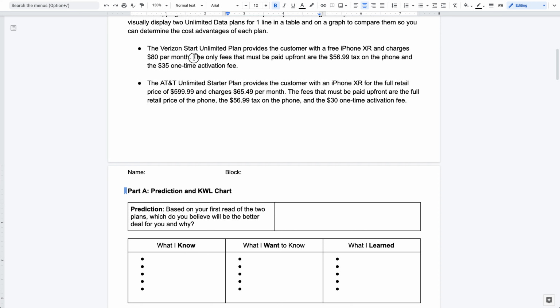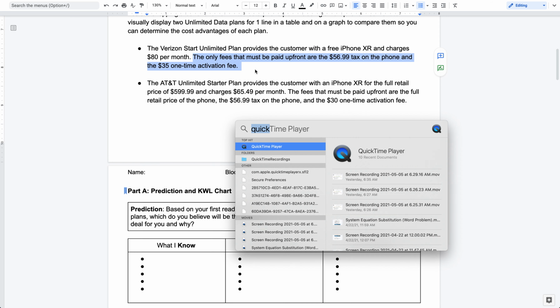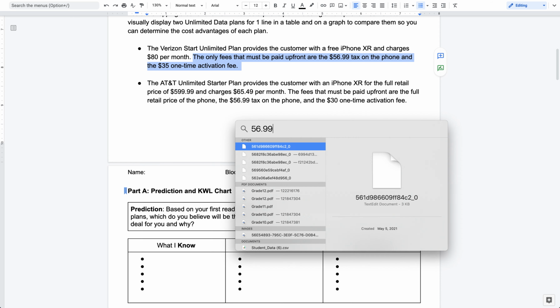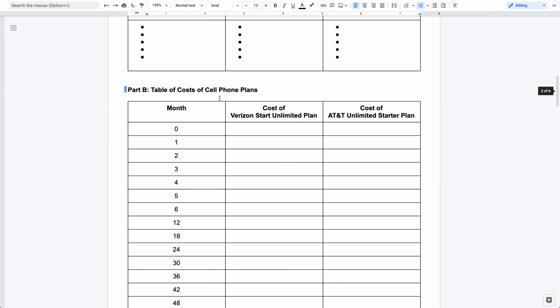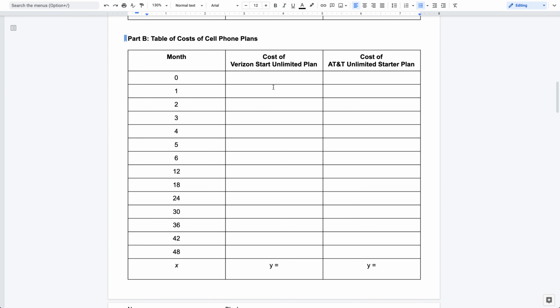And if you focus on this sentence right here, the only fees that must be paid up front are the $56.99 tax on the phone and the $35 activation fee. So you can go ahead and put that in a calculator. I'll type it here, $56.99 plus 35. This gives you $91.99. So the starting amount for Verizon is $91.99.